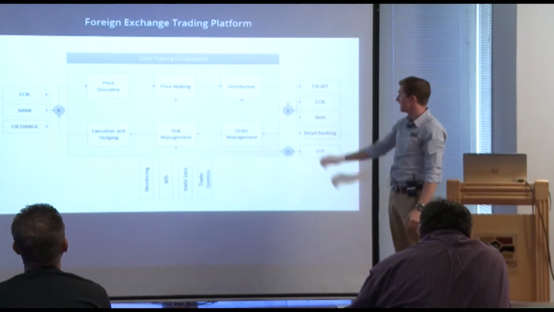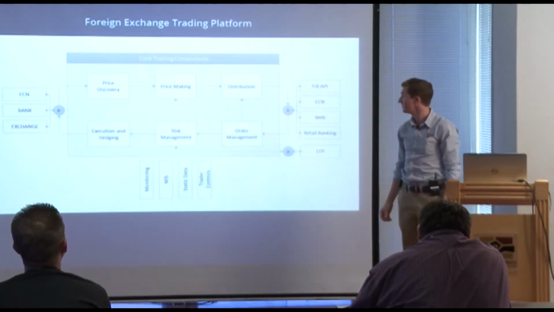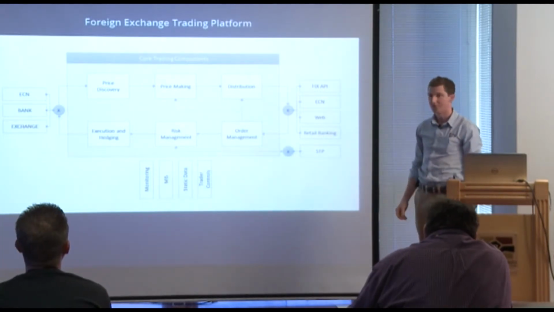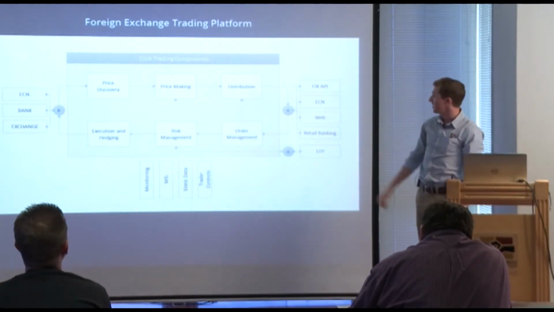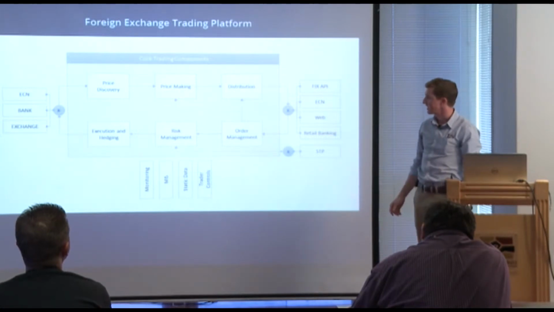So this is a conceptual picture of our foreign exchange trading system, showing the various components that make up the system. Starting from the far left, we have various adapters that connect out to exchanges, banks, and ECNs. ECNs are electronic communication networks. Some that you may be familiar with are Bloomberg, Reuters, that sort of thing. That's where we source our market data, or our prices, and where we also execute our trades to hedge off our risk. We then have 6 core trading components.